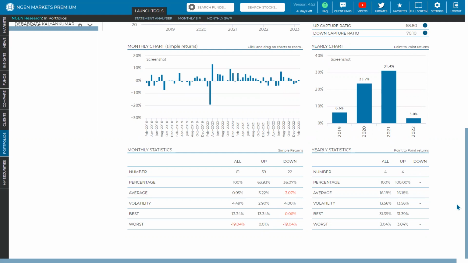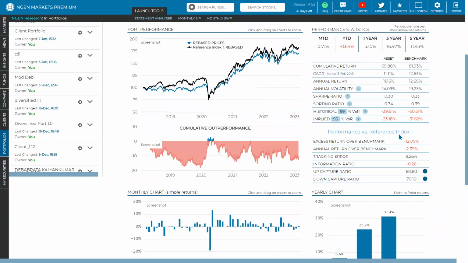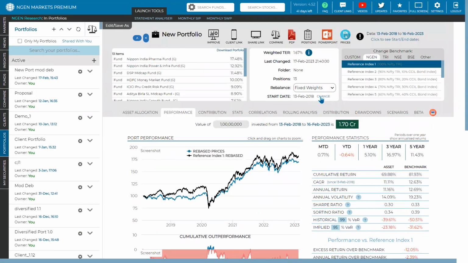Similarly, you can see the yearly stats. Yearly stats will show you the last 4 to 5 years of returns. You can see 100% of the years were positive, with the volatility given here, and the best year and the worst year are given here. Here you can effectively change the dates. So the point is that this is very customizable.